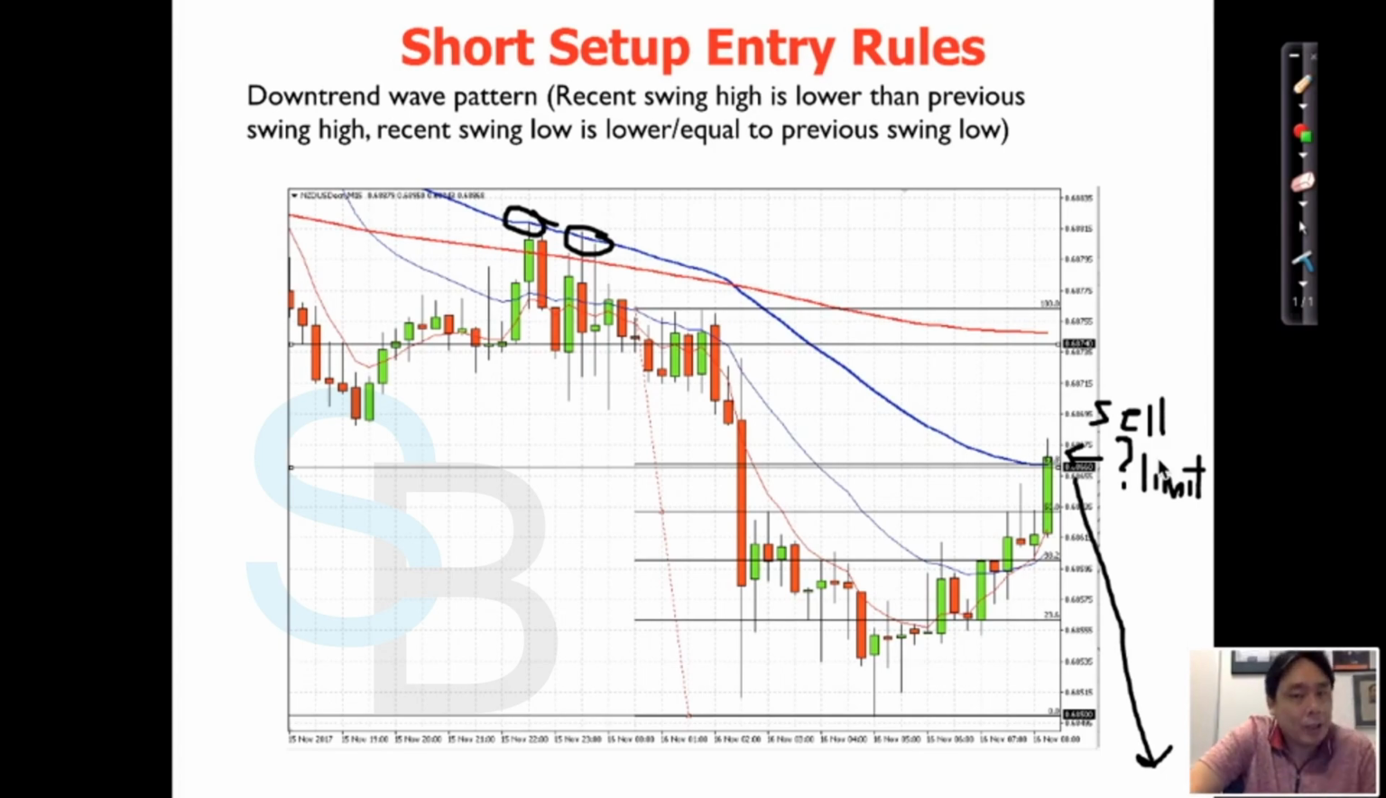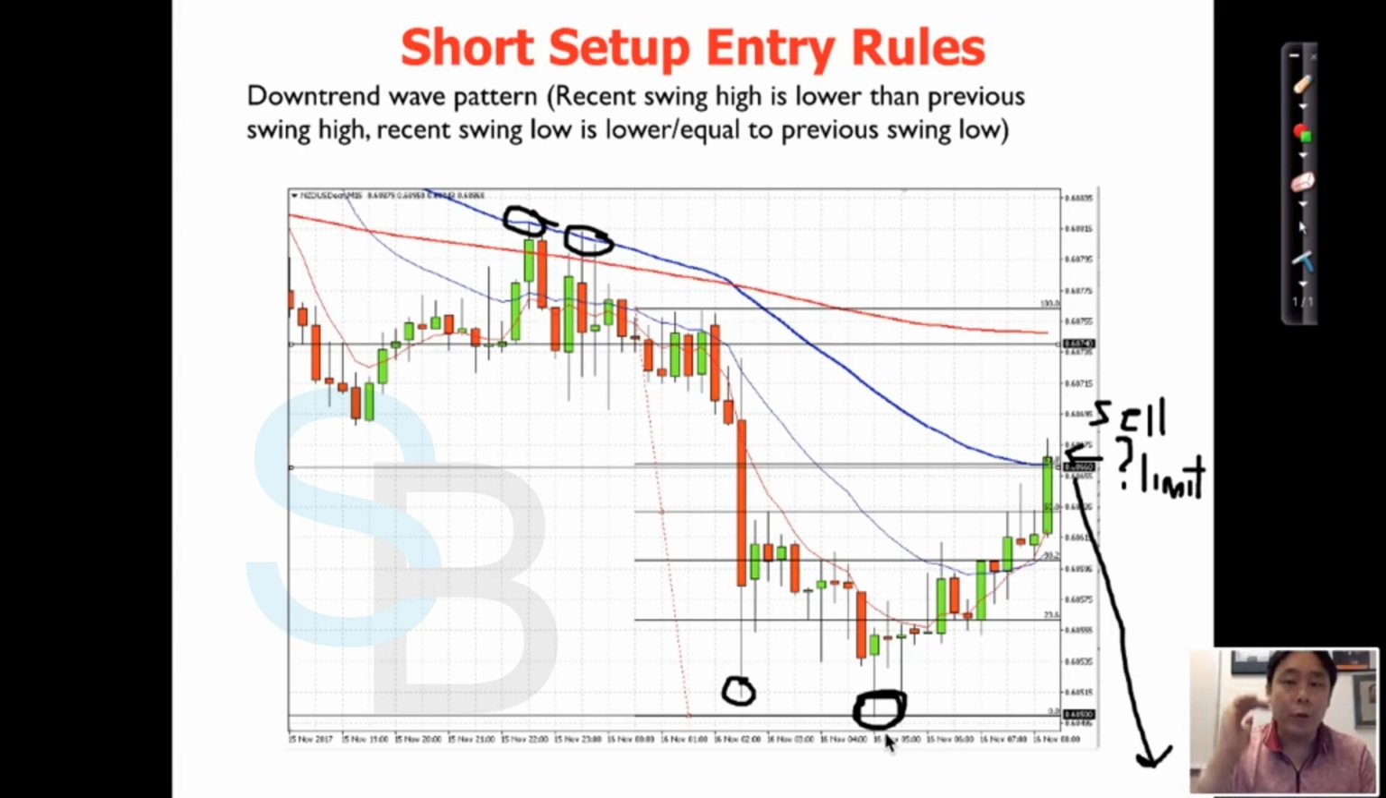All right, have you made a decision? Okay, so let's see. Would you take this trade? The answer is you should take the trade because it meets the criteria. Does it have a clear downtrend wave pattern? Well, let's check. Where is the recent swing low? There. That's a recent swing low, right? Where's the previous swing low? Well, that's the previous swing low. So the recent swing low is lower than the previous swing low. In other words, it makes lower lows, one of the entry criteria.